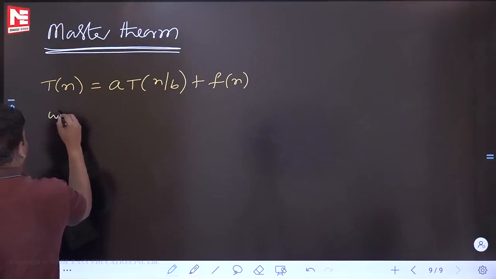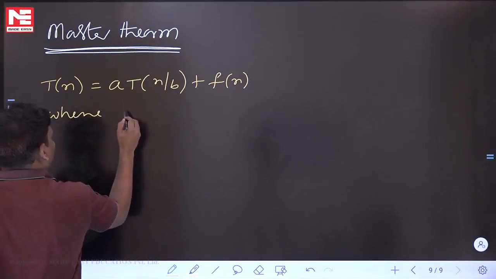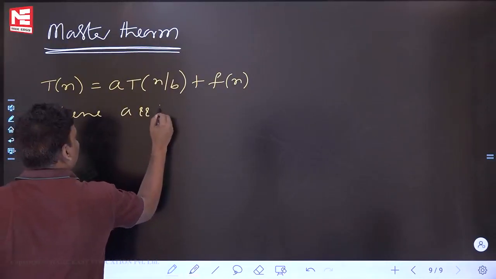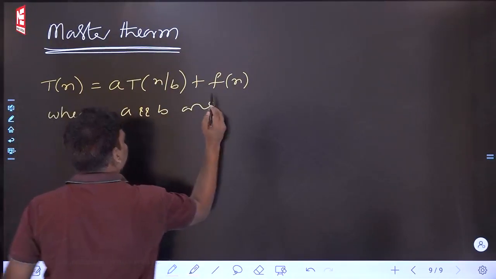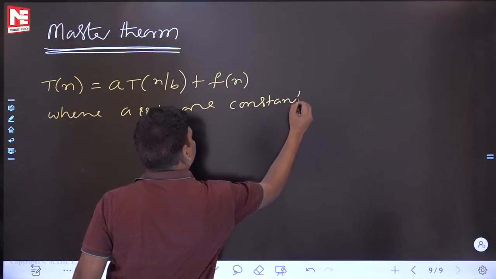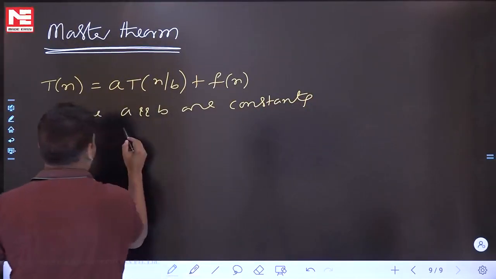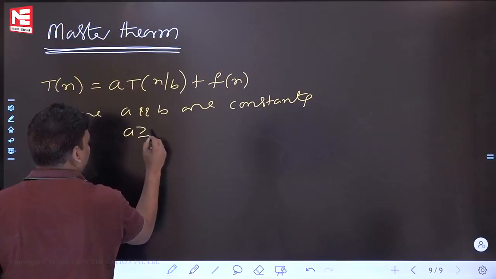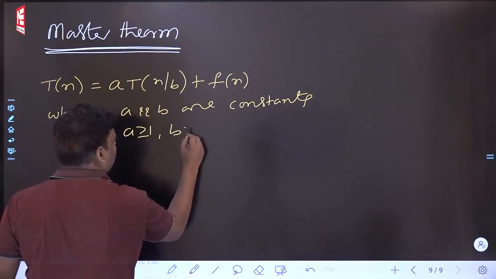Where A and B are constants, A greater than or equal to 1, B greater than 1.